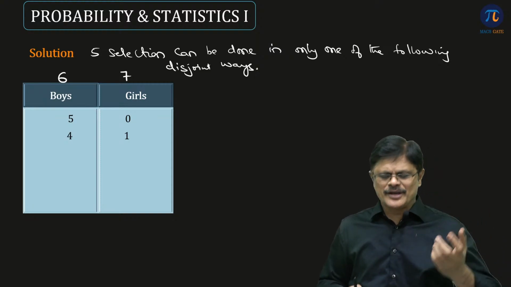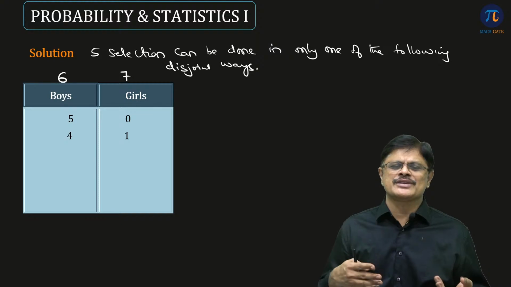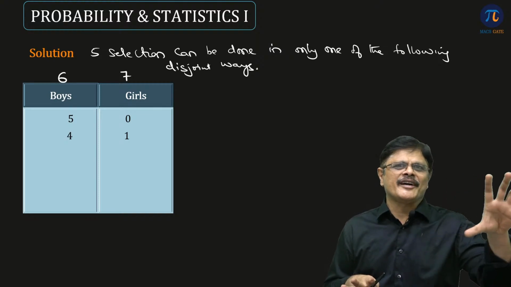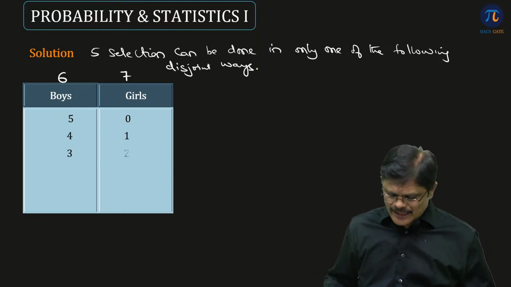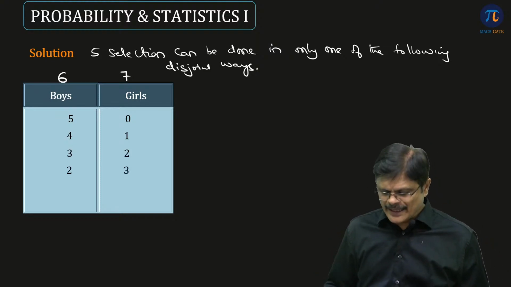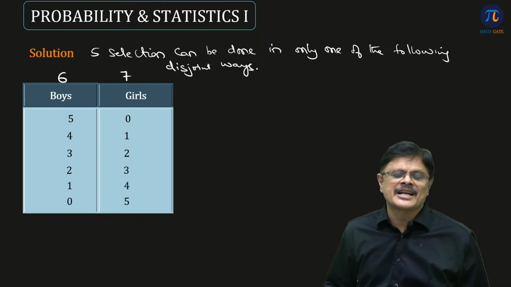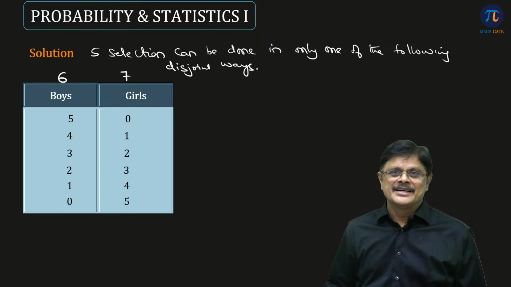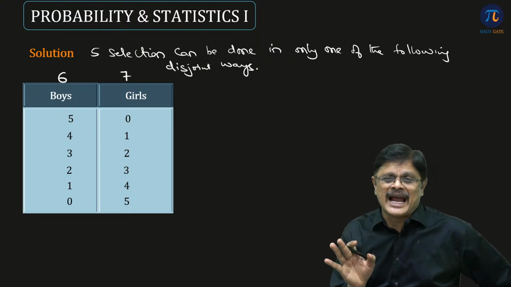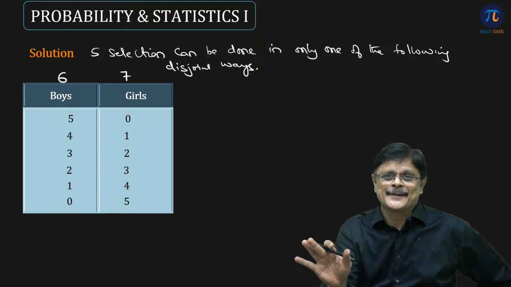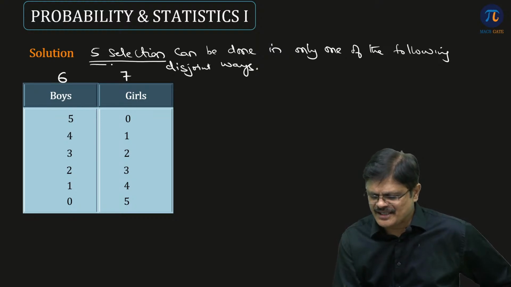I may select 5 boys and 0 girls. You may call me unfair, that does not matter. I just need to select 5 members. So I select 5 boys and 0 girls. Or I may select 4 boys and 1 girl. Or 3 boys and 2 girls. Or 2 boys and 3 girls. Or 1 boy and 4 girls. Or 0 boys and 5 girls. See, these are the 6 different ways and the only ways in which I can make this 5 selection.